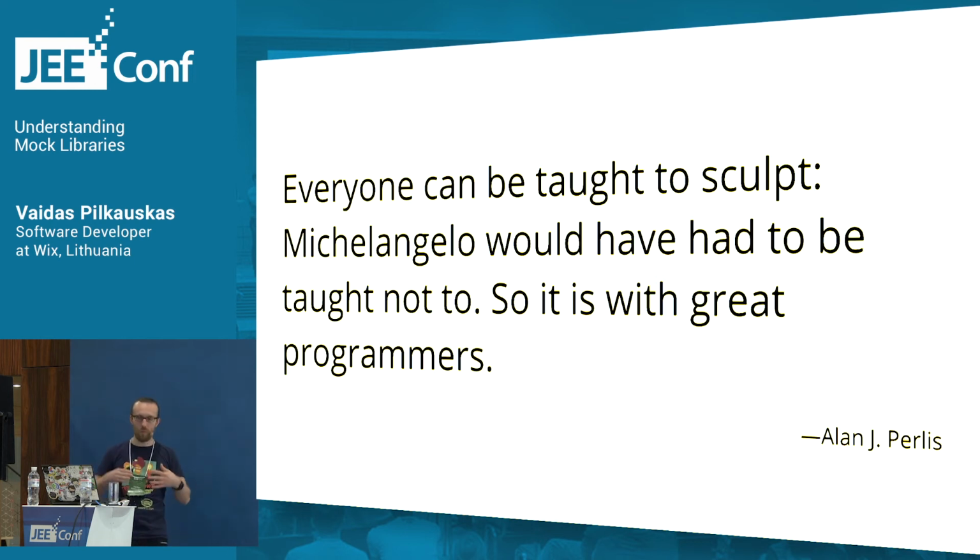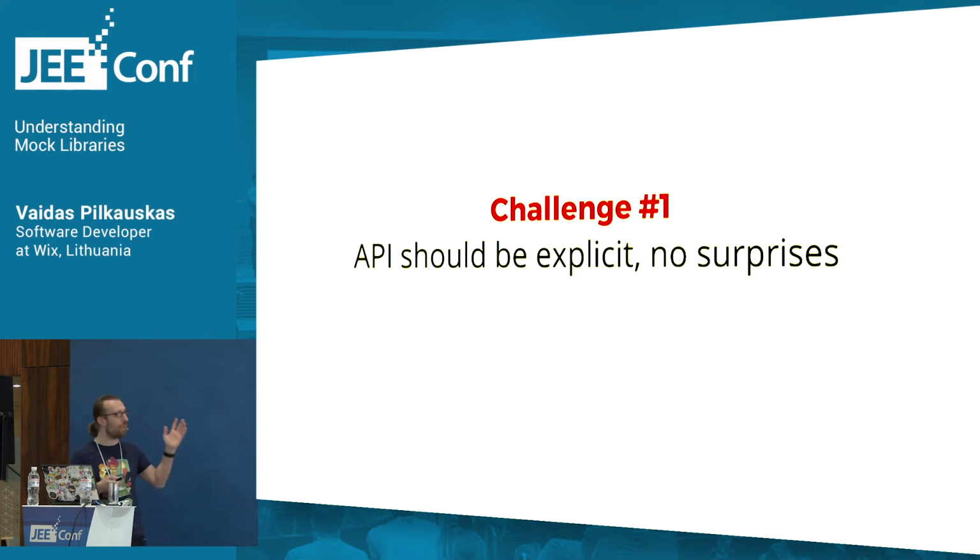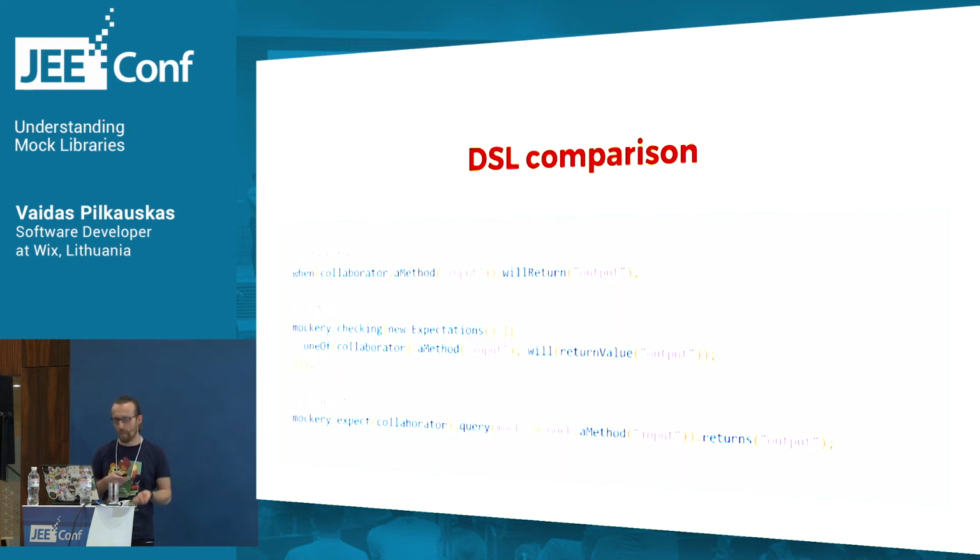So sometimes we are so used to some principles that we need to go back to the beginning and try to experience something as if we were just freshly born. So the first of the challenges is that I wanted APIs to be explicit without any surprises. And this is a comparison of what I've got.